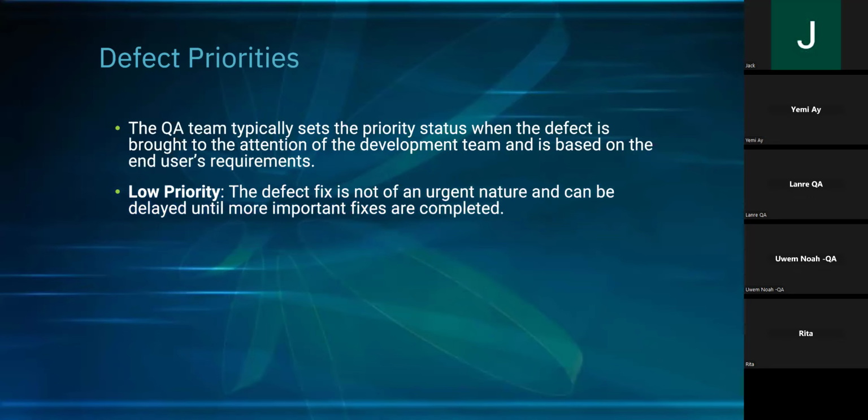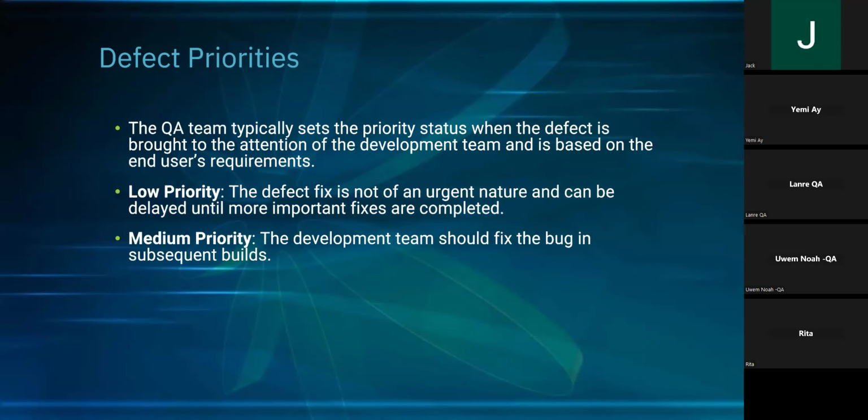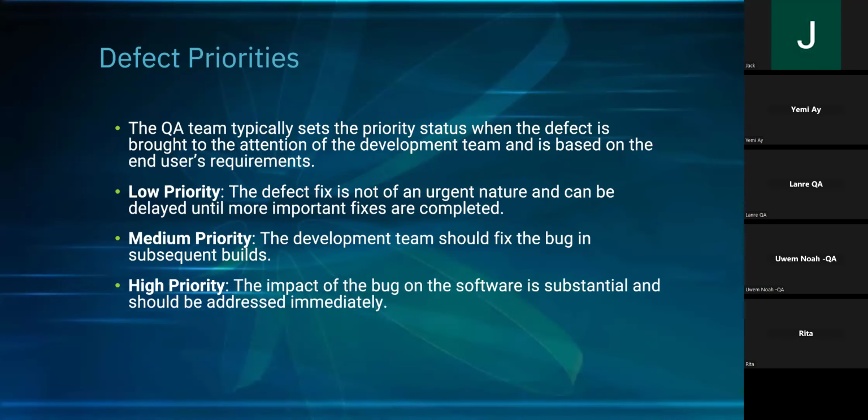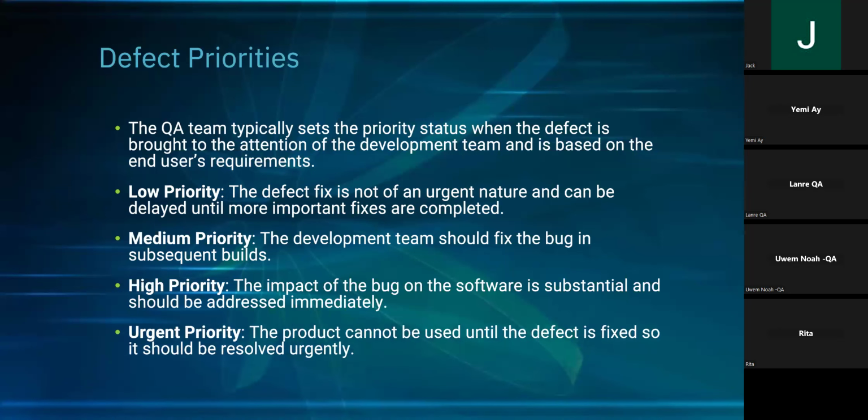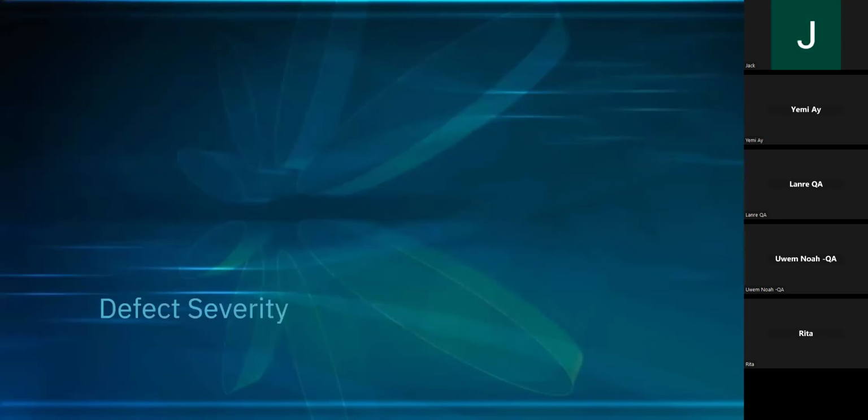Low priority: the defect fix is not of an urgent nature and can be delayed until more important fixes are completed. Medium priority: the development team should fix the bug in subsequent builds. High priority: the impact of the bug on the software is substantial and should be addressed immediately. Urgent priority: the product cannot be used until the defect is fixed, so it should be resolved urgently. So these are defect priorities.